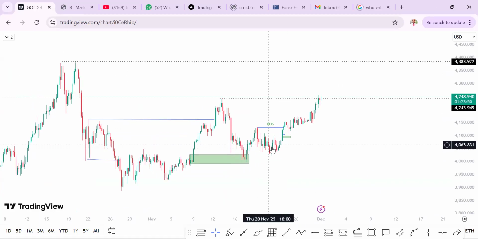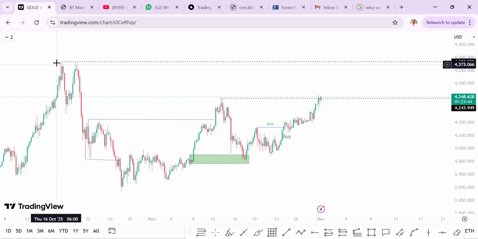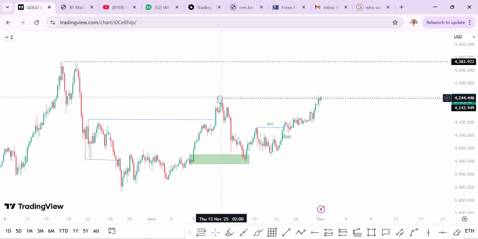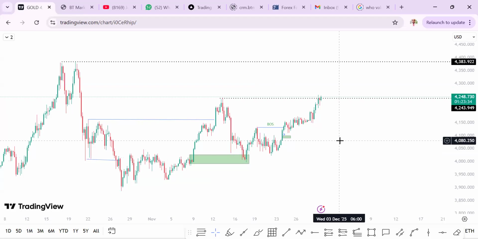Now, when I started buying from here, I said this place will be the target. Once we clear this place, this will be the target. Now, on my side, my target has been hit here. So the next target now is above here.